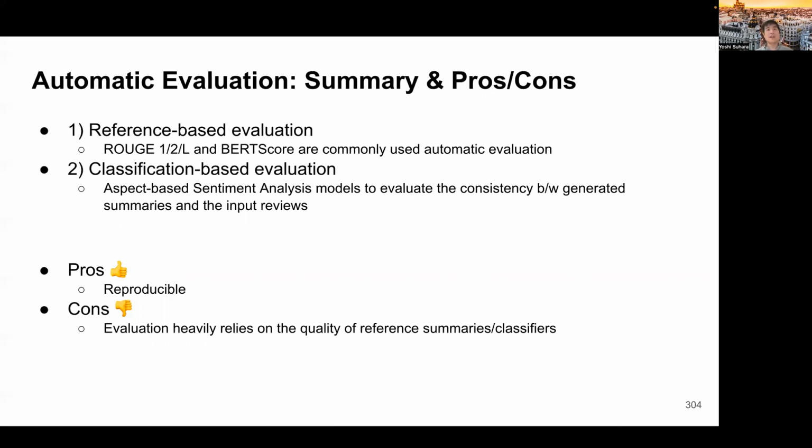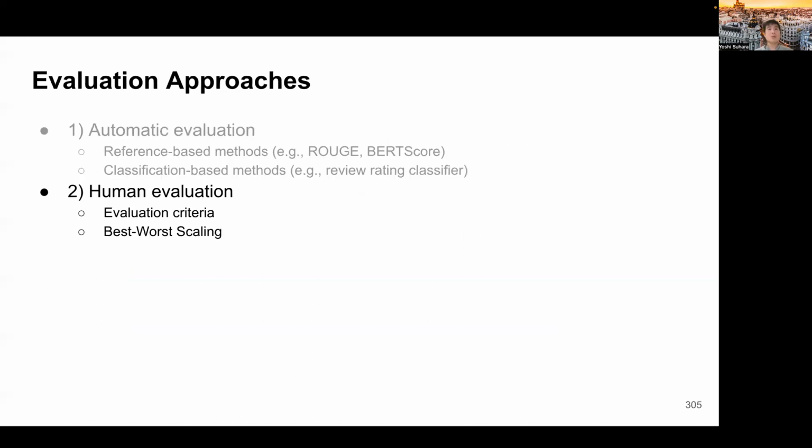However, automatic evaluation relies on the quality of reference summaries and classifiers. It may not necessarily assess the overall quality of generated summaries. That's why human evaluation is also used for opinion summarization. Let's talk about how we conduct human evaluation.